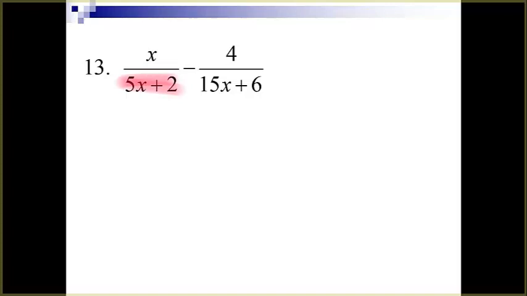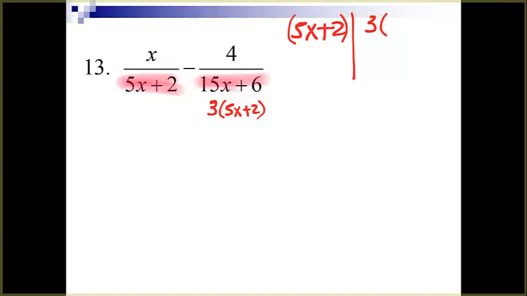So we have a 5x plus 2 as one of my denominators, and I have a 5x plus 6. Now what I want to do is I want to factor the 5x plus 6. So I see that I have a 3, that is a GCF, and I have a 5x plus 2 that is left. So I have the 5x plus 2, and then I have a 3 times the 5x plus 2. So those are my two denominator parts.